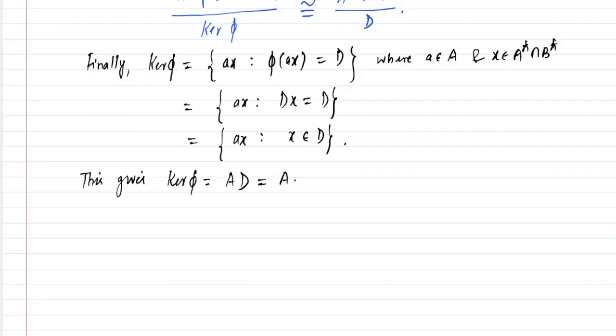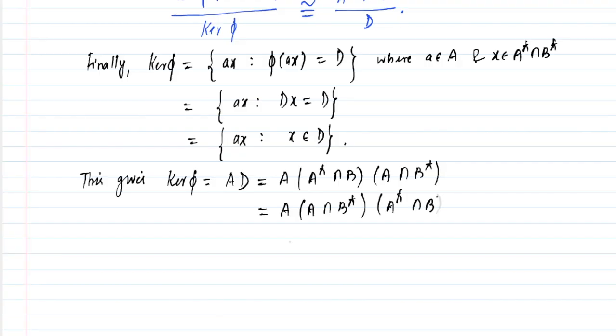Now let's replace the definition of D. So D is equal to A star intersection B into A intersection B star. Now we can also write this as A into A intersection B star into A star intersection B. Now if we look into this expression A intersection B star, this is a proper subset of A. So therefore, this is equal to A into A star intersection B.